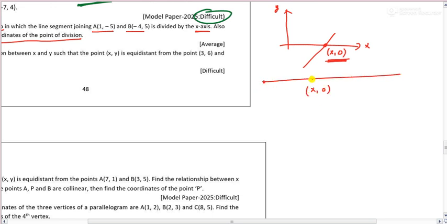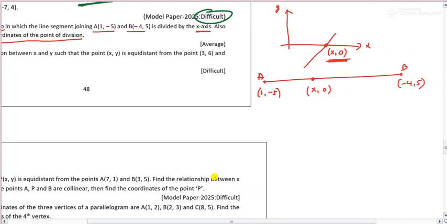If you are writing, this is A and this is B: 1 comma minus 5 and minus 4 comma 5. We need to find the ratio, m1 to m2. And this value we have to understand. If they say it is divided by the x-axis, you should write x comma 0. If they say it is divided by the y-axis, then you should write 0 comma y. Remember that.